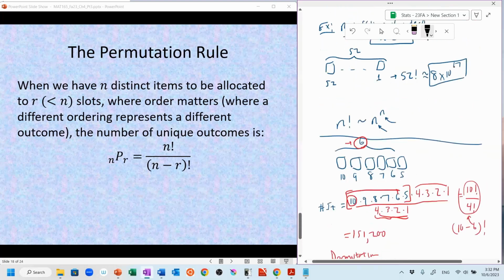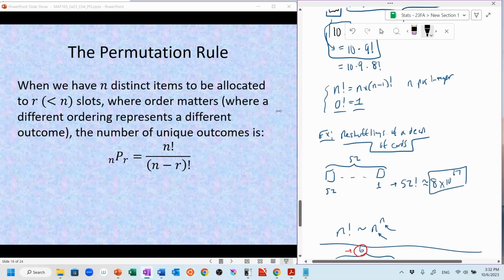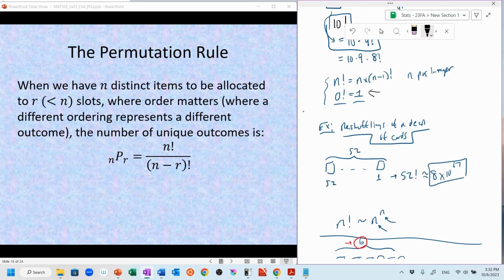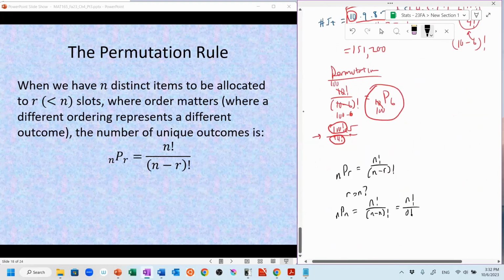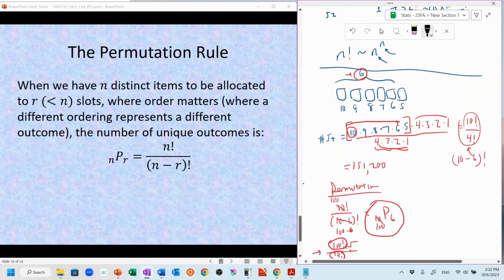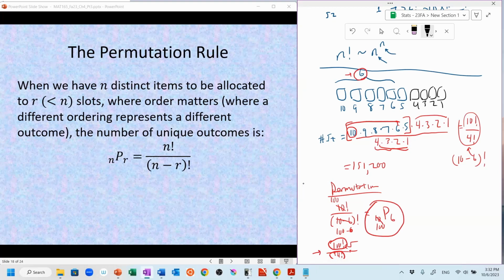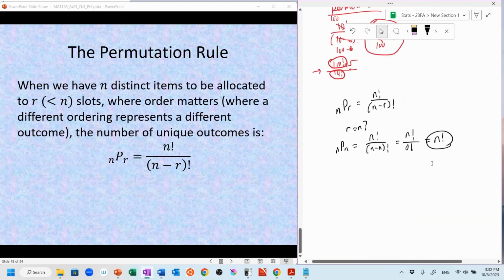So keep in mind up here, I defined 0 factorial to be 1. So this just makes this n factorial. Is this reasonable? Well, yeah, I think it is, right? If we have n items to be allocated to n slots, that's just the regular traveling salesman problem. That's just our factorial rule.